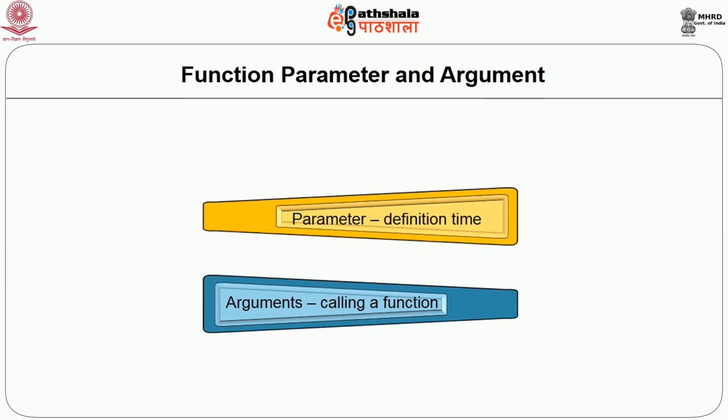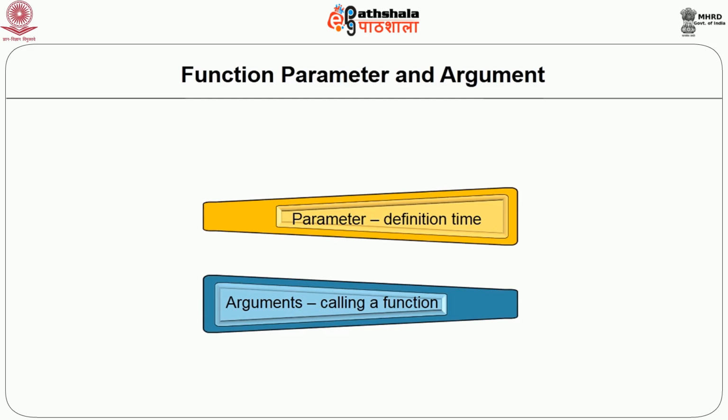Now when we talk about function, parameter and arguments, these two keywords are used. These are basically the same thing, but the difference is that when you define a function, at that time you write the variable name for the value. So these are parameters, and when you call that function and you provide the value or variable, these are known as arguments.